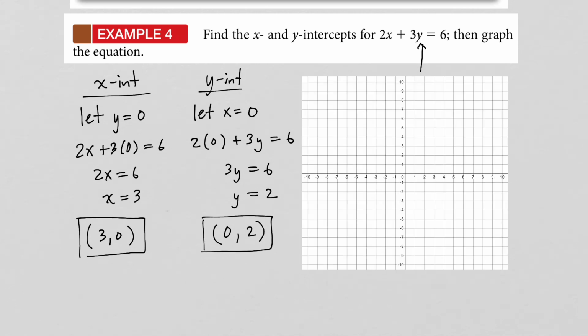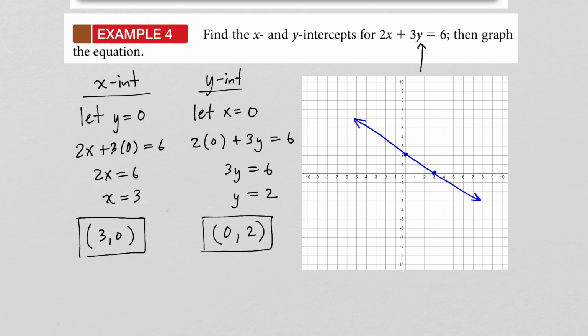And now if I bring in a coordinate system here, the point (3, 0) is x equals 3, y equals 0, which is right there. And the point (0, 2) is right here. And now just using those 2 points alone, we can sketch the graph of the line.